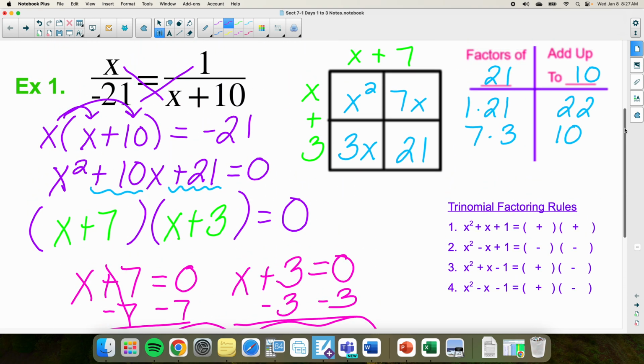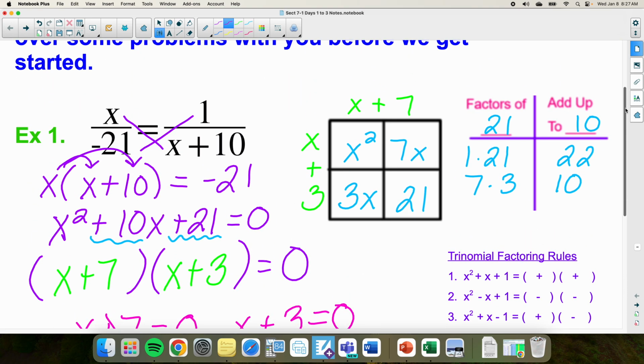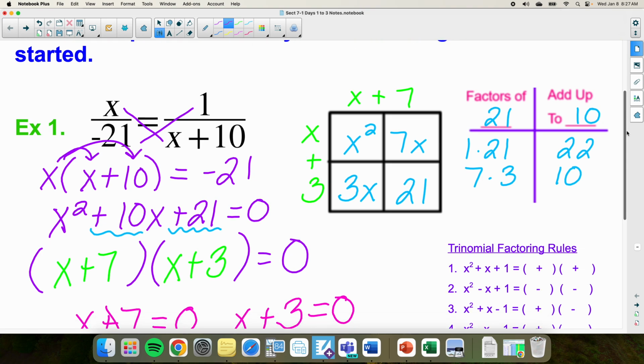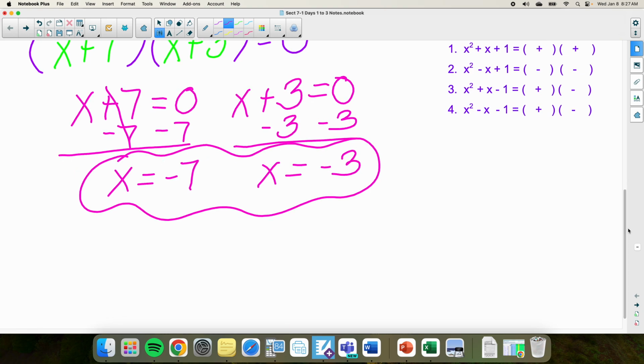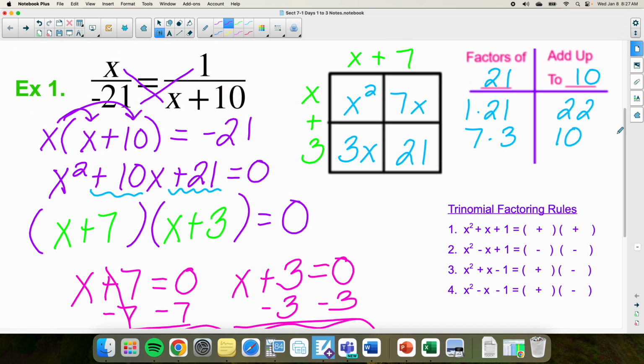But what happens is kids will, I don't even know how they do it, but they kind of skip a step, or maybe they forget to take the opposite of it. But when I get your quizzes next week, what happens is I get kids that have the opposite signs on both of these. So once you have your two factors, okay, your answers are the opposite of each of those, okay?